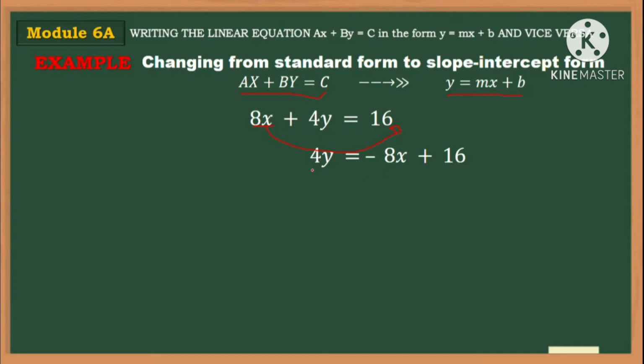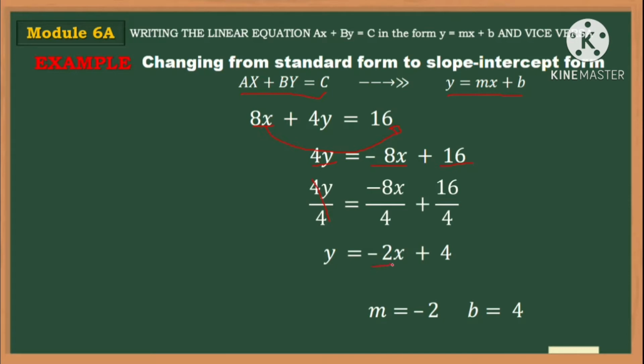So second, we're going to divide both sides by the coefficient of y. If the coefficient is greater than 1, so divide the number or the coefficient of y. So the number here is 4, so we're going to divide the whole equation by 4. Then simplify, so this is y, then negative 8 divided by 4, that is negative 2x. And 16 divided by 4 is equal to 4. Therefore, the slope is negative 2 and b is 4.